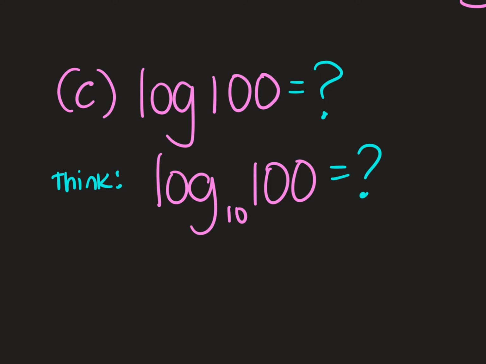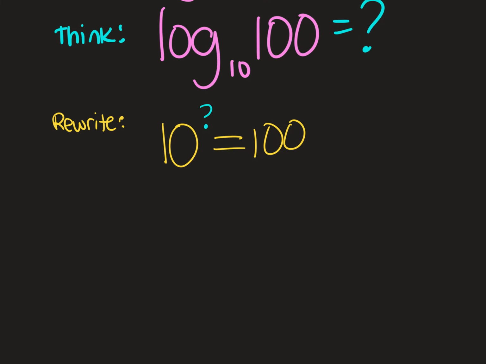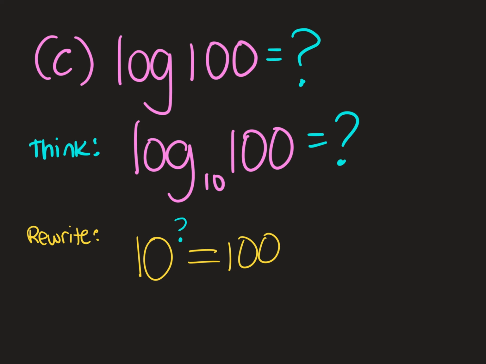So if we think about it with a base of 10, then maybe try to rewrite it and see where that leads us. So what if we rewrite it, instead of as a logarithm, as an exponent? What we do is we find the base of our logarithm, which is 10. Logarithms are always equal to an exponent, so we're saying 10 to some power equals 100. What would that power have to be? 2. So this guy is just equal to 2.